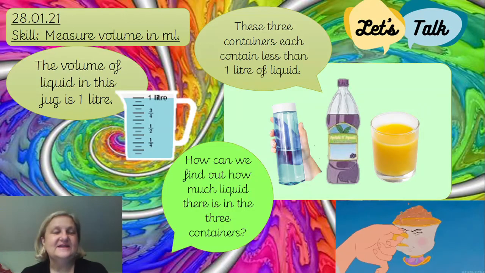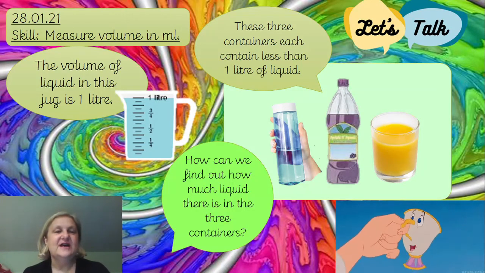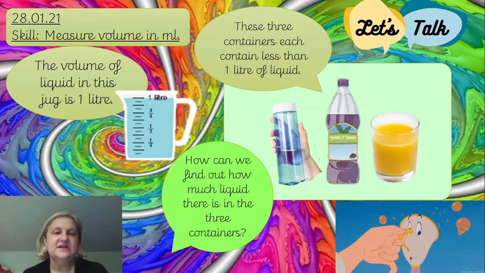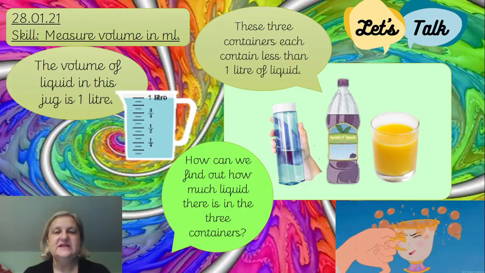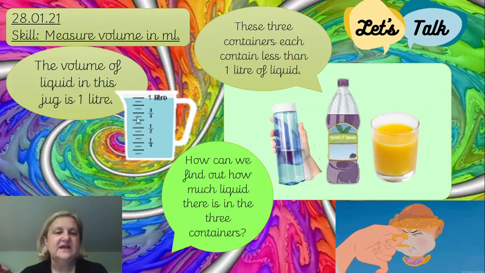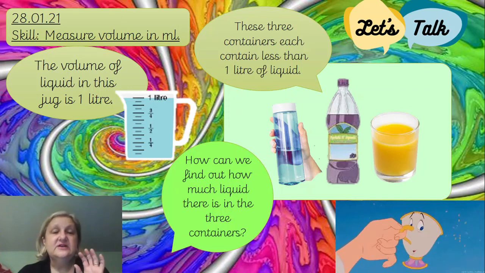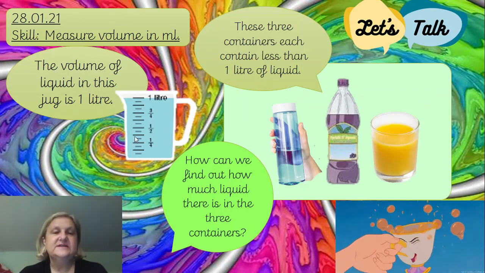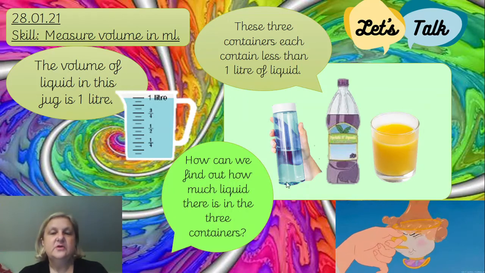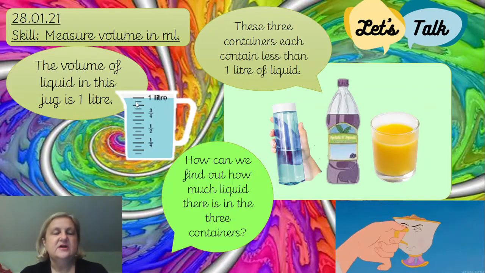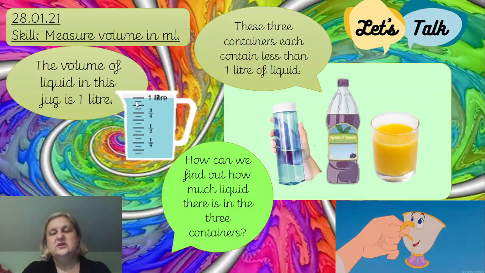So the volume, we're going to have a look at this now. The volume of liquid in this jug is 1 litre. And you can see it's got measuring scale again down the side. This time, unlike the weights and the mass, it's what I'd call a straight scale. Although when they're on the side, they've got a slight curve to them as well. But they don't go round in that circle like a clock.